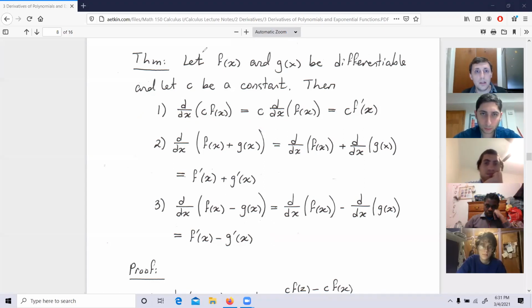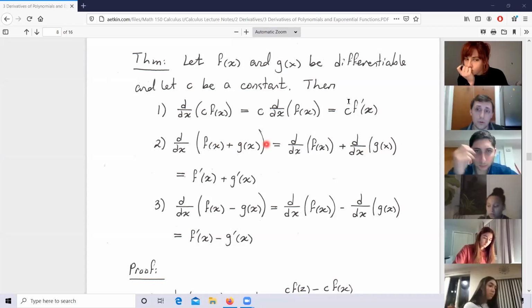Yes? And I can establish law number 2. That means I'm adding 2 functions whose derivatives are known to me individually. So I know the derivative of f, I know the derivative of g. I want to express the derivative of the sum in terms of the sum of the derivatives. Yes?